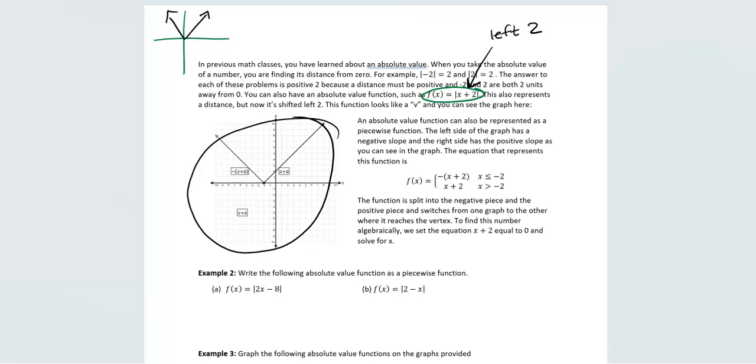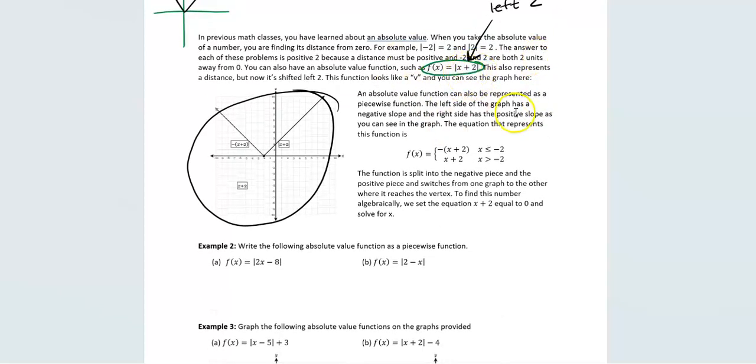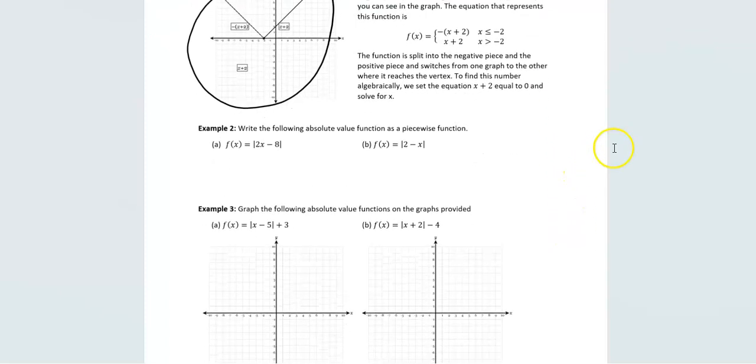So there are 2 ways that you can think about an absolute value function. You can think of it as a piecewise function, where it has a positive side and a negative side, or you can just take this V and shift it. If you can remember that inside, you're going to do the opposite sign of what's there. So if it's x plus 2, it's not to the right 2, it's to the left 2. And if it's x minus 2, it would be to the right 2. So these are shifts in our graph. We're going to go over doing both of these things.